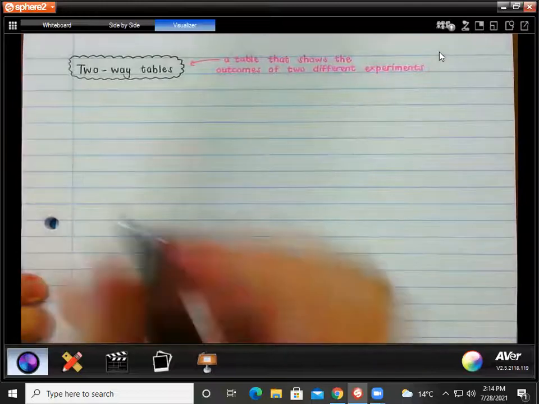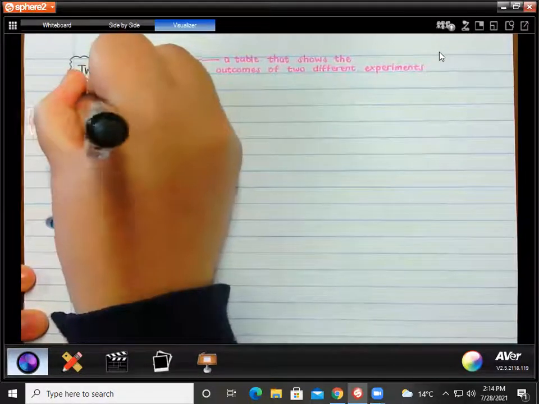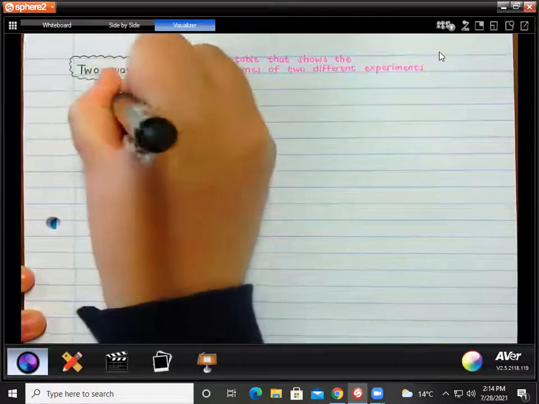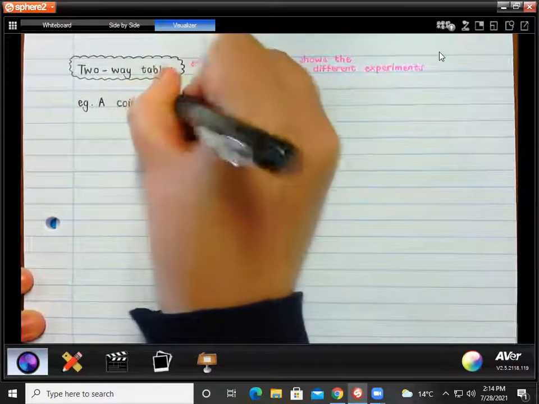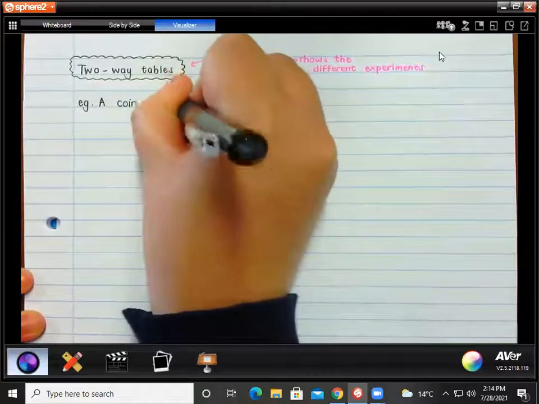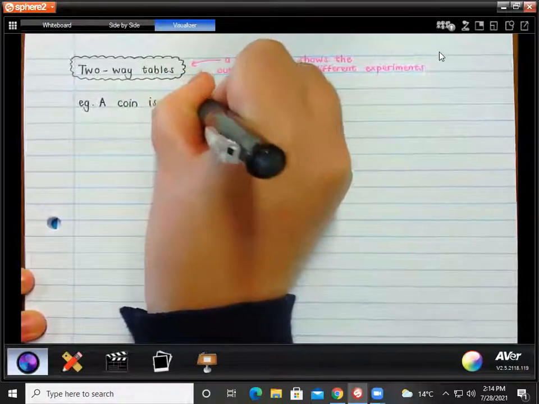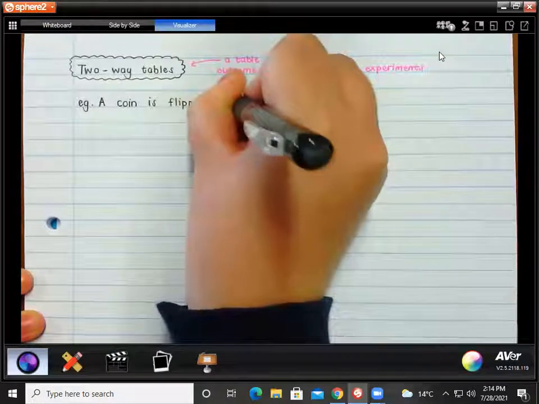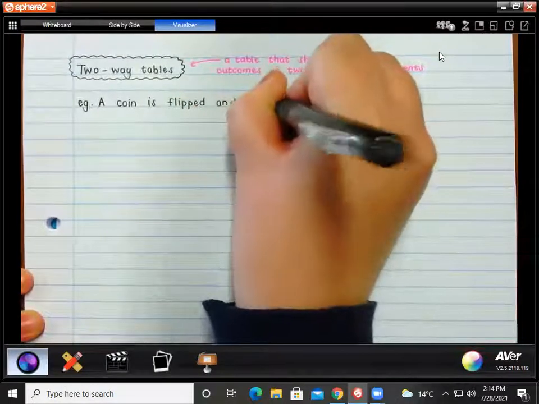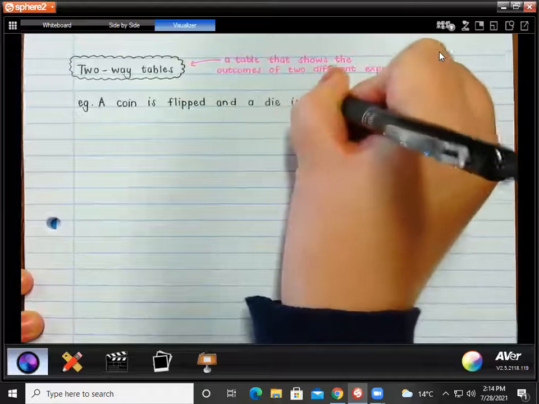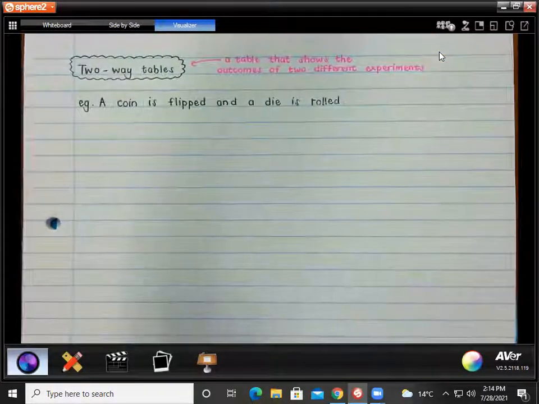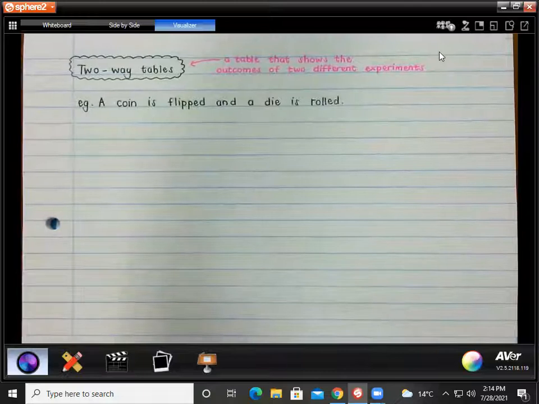Okay, I'm just going to show you. For example, a coin is flipped, and a die, or dice, it doesn't really matter, is rolled. So we're going to draw a two-way table to represent this.